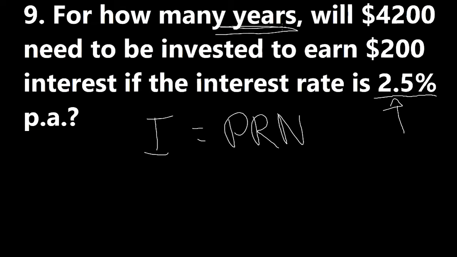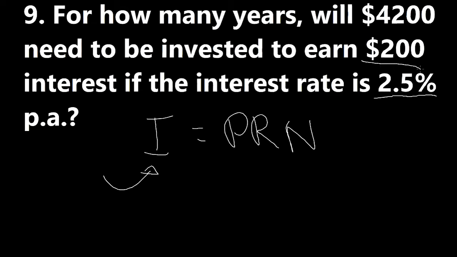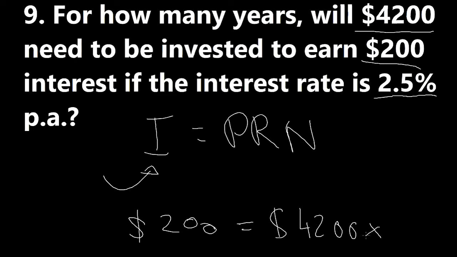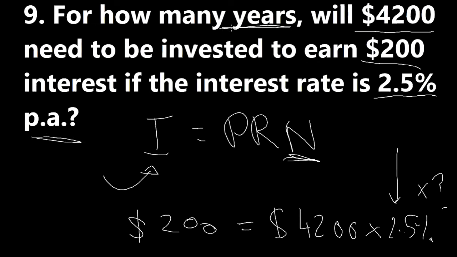So you can see here that I have my total interest, which is going to be $200. So we're trying to know how long we need to earn that $200. If we have a principal, so our initial amount of $4,200, our rate of 2.5%, and then our number of years is our unknown this time. Now, do we need to change this interest rate? Well, it's in per annum, which means per year, and we're trying to find how many years, so we don't need to change it, so it's all good.